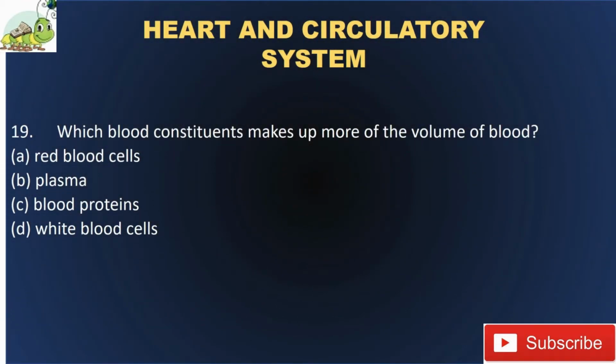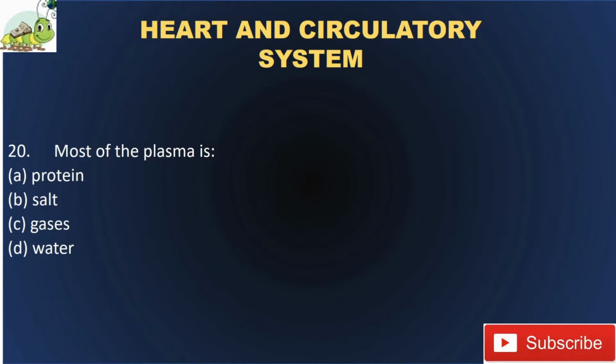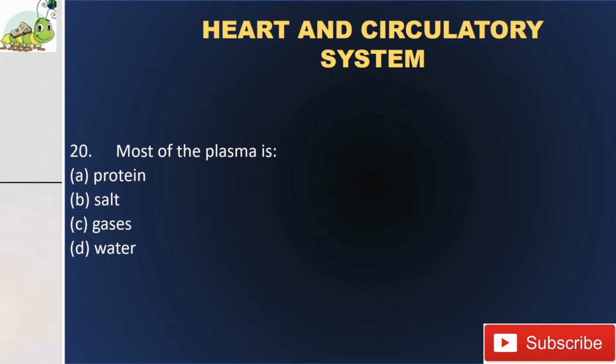Question number 19. Which blood constituents make up more of the volume of blood? Red blood cells, plasma, blood proteins, white blood cells. Question number 20. Most of the plasma is protein, salt, gases, water.